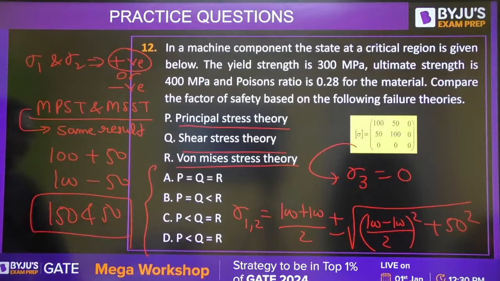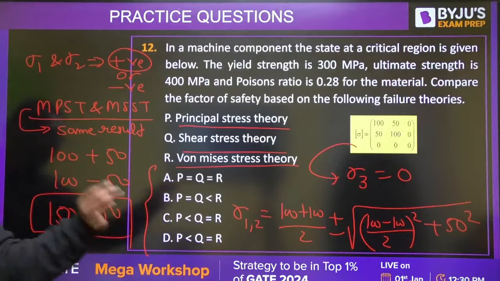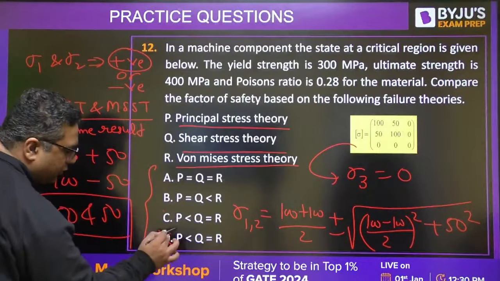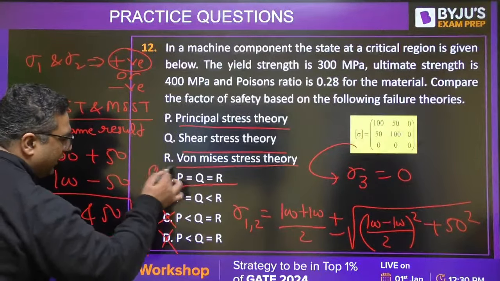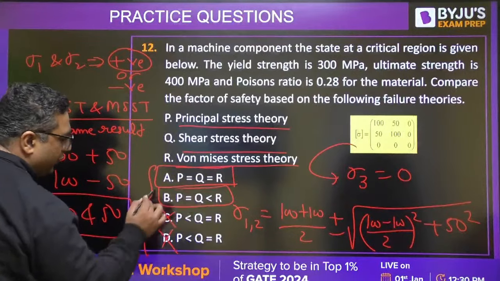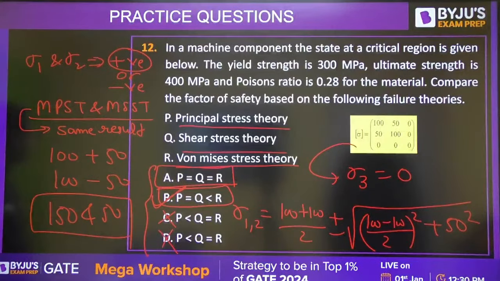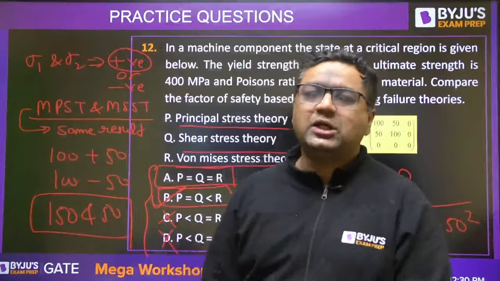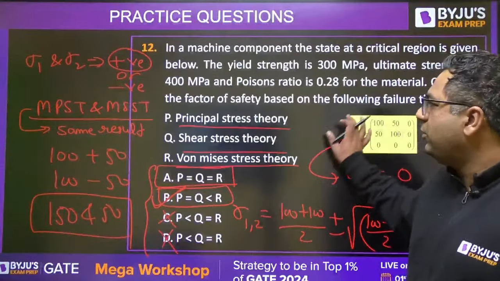So MPST and MSST will give the same results, so P should be equal to Q. Then if you see, this option is wrong, this option is wrong, and all three cannot be equal, so obviously B is going to be the right answer. This is how you will think about such a problem. Very good, Kiran, Jabir, bahut badhiya. Answer would be B for this.